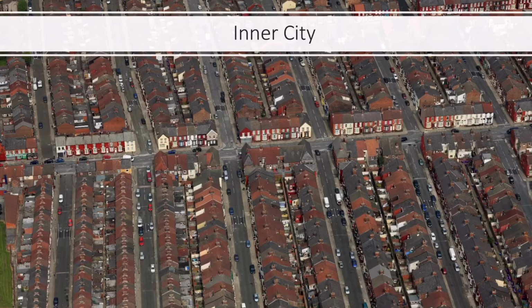Just outside of that is the inner city. And this is an area that we might consider to be inner city. Very, very tightly packed terraced housing. So unlike the CBD, it's not going to be commercial and it's not going to be retail here. It's going to be residential, but it's going to be very, very densely packed.